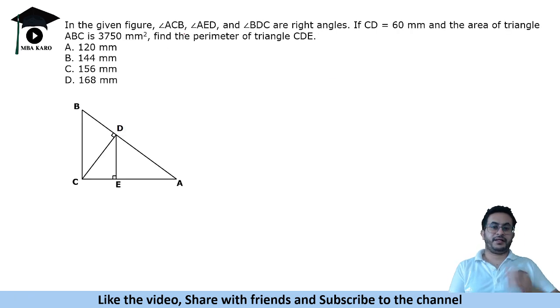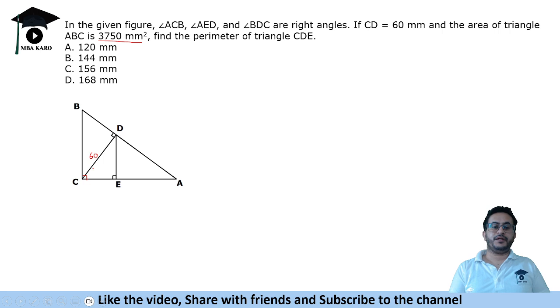In the given figure, angle ACB, angle AED and angle BDC are right angles. CD is equal to 60 and the area of triangle ABC is 3750. You need to find the perimeter of triangle CDE.